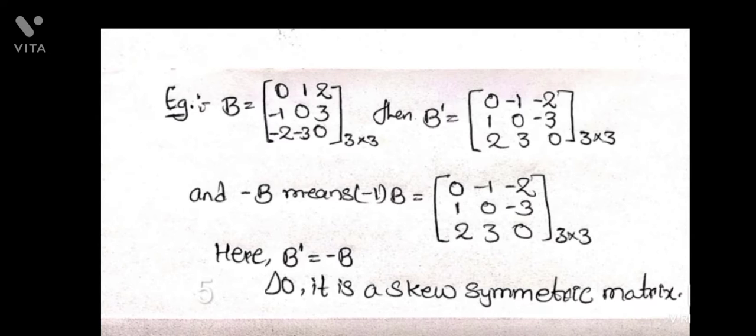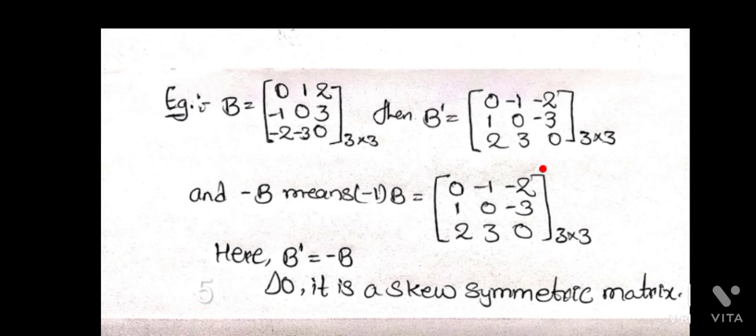Here we have an example saying that matrix B is equal to 0 1 2, minus 1 0 3, minus 2 minus 3 0. Then its transpose means rows become columns and columns become rows. Okay, so the first row 0 1 2 becomes the first column 0 1 2. Similarly for the second and third also.